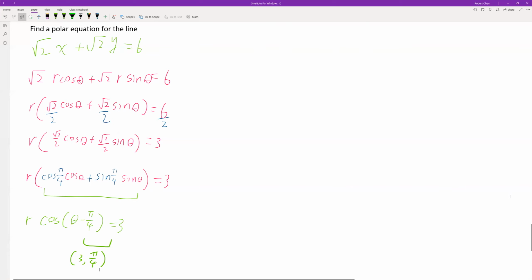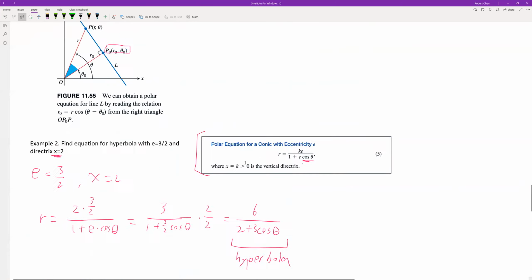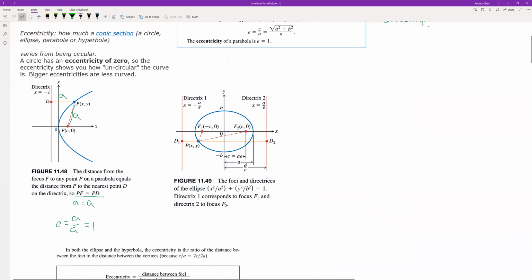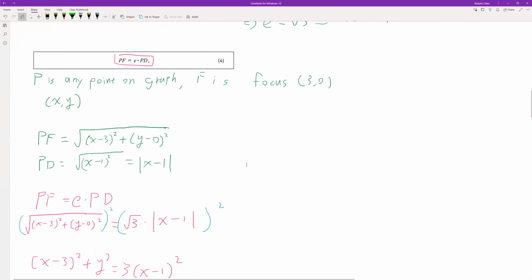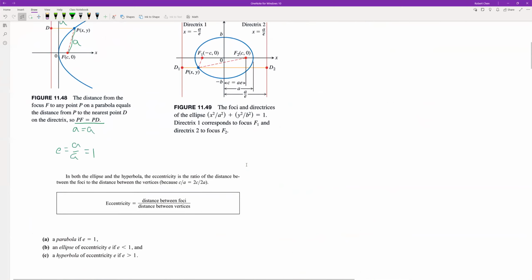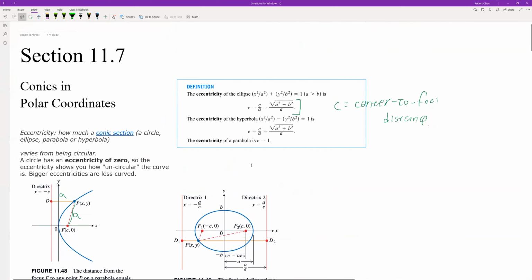Okay, and yep, that is it, and that's all for 11.7. There are a lot of formulas in here, but definitely you can have this on your side when you're working on the homework.